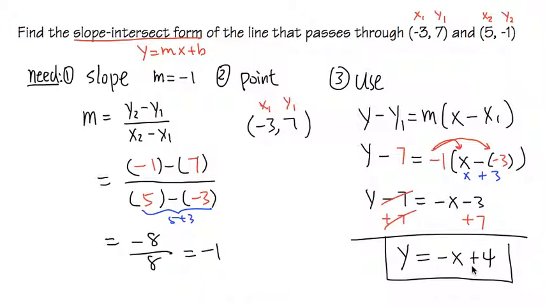y is equal to negative x plus 4. y is equal to mx plus b form, slope-intercept form. That's it.